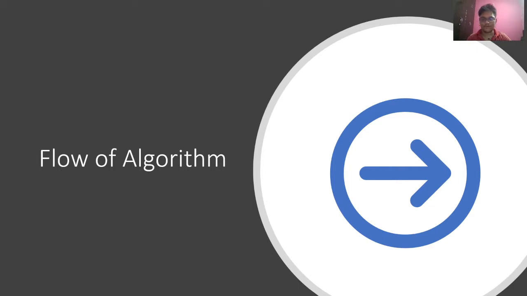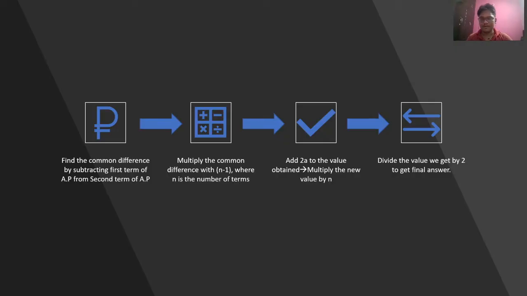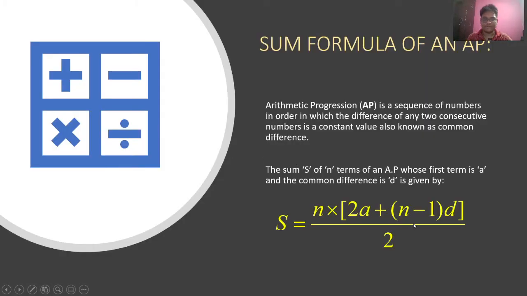So let us see the flow of our algorithm. This is how our algorithm will work. First we will find the common difference by subtracting the first term of AP from the second term of AP. So if we subtract the first term of AP from the second term of AP, we will obtain this D, which is needed in the sum formula.